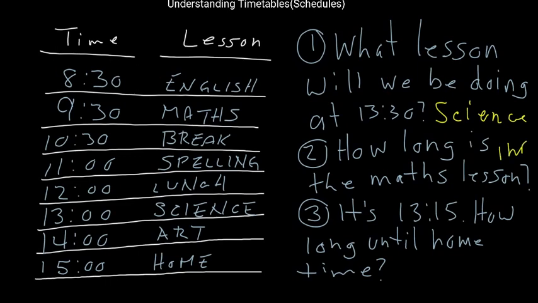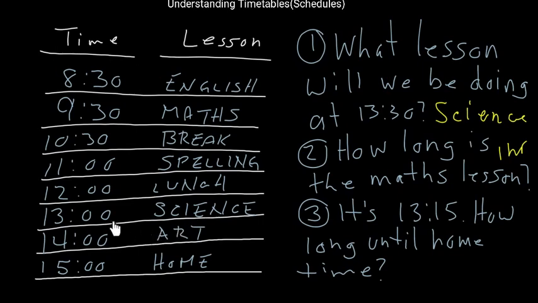Okay, 1 hour. And question three, it's 13:15. How long until home time? Well, again, we have to come over to our timetable. We find 1300. It's always a good idea to look at the next one, just to see what it says. And that's 1400. That's too late. We're not talking about anything with the hour 14. And 12 is too early. So 1300 is where we have to start, and then it's 15. So 1315 means we're 15 minutes into our science lesson again.